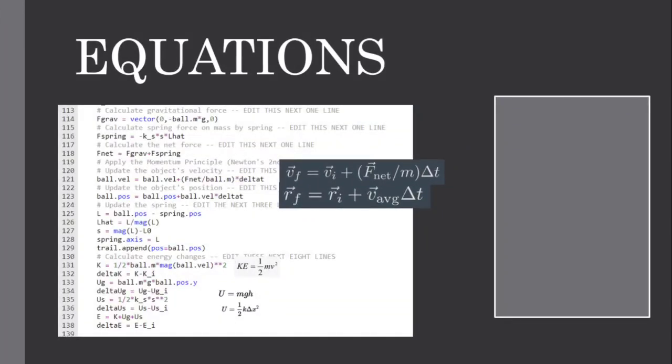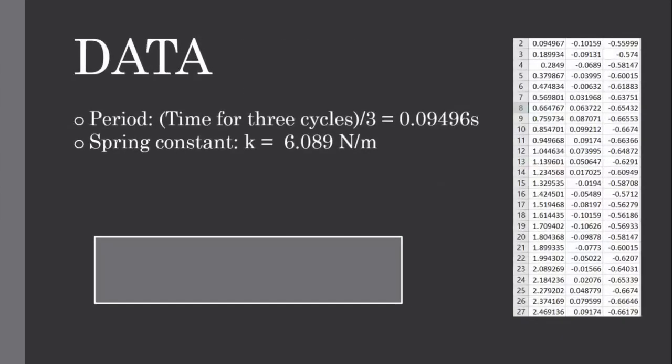A vast majority of them are here, where we take the velocity update formula and the position update formula up top. Then we see all of the energy calculations on the bottom, including the kinetic energy, gravitational potential energy, and also the potential energy found within a spring.